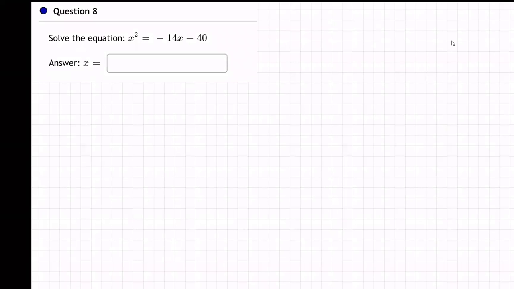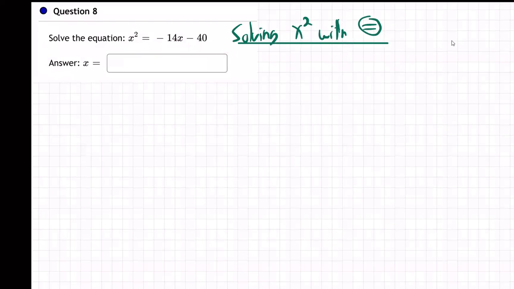Okay, so on this question, we're trying to solve this equation right here. So how do we do it? Well, let me write what we're doing. We're solving x squared with an equal sign. How do you solve x squared with an equal sign? Let me write out the steps here.